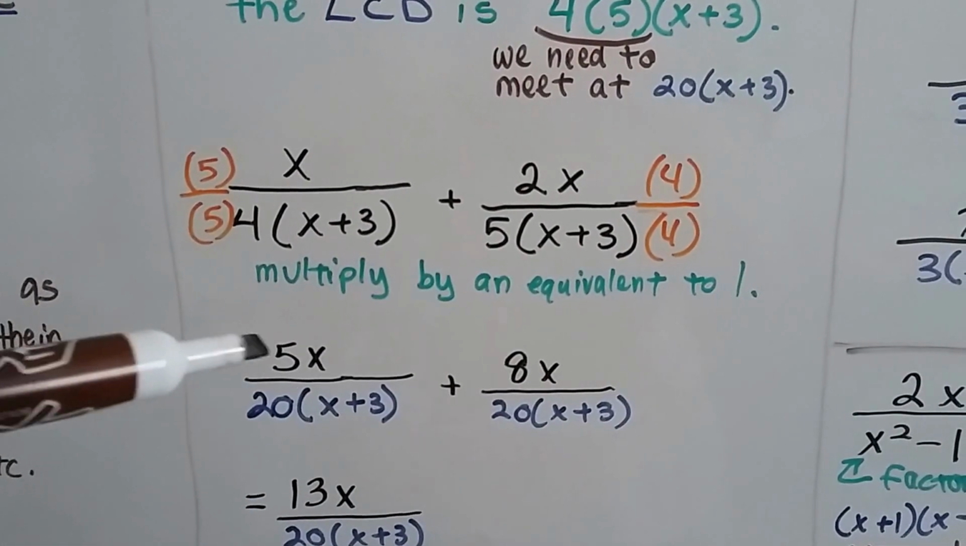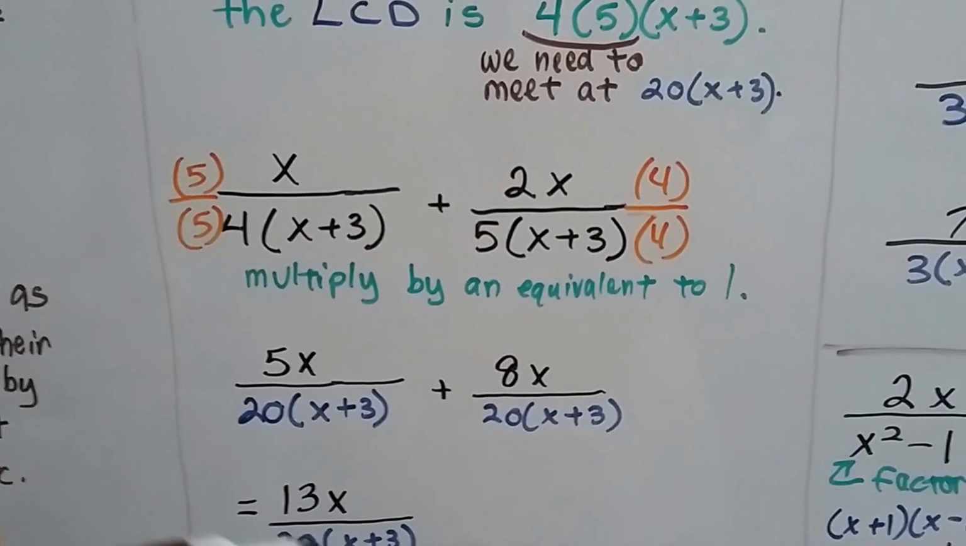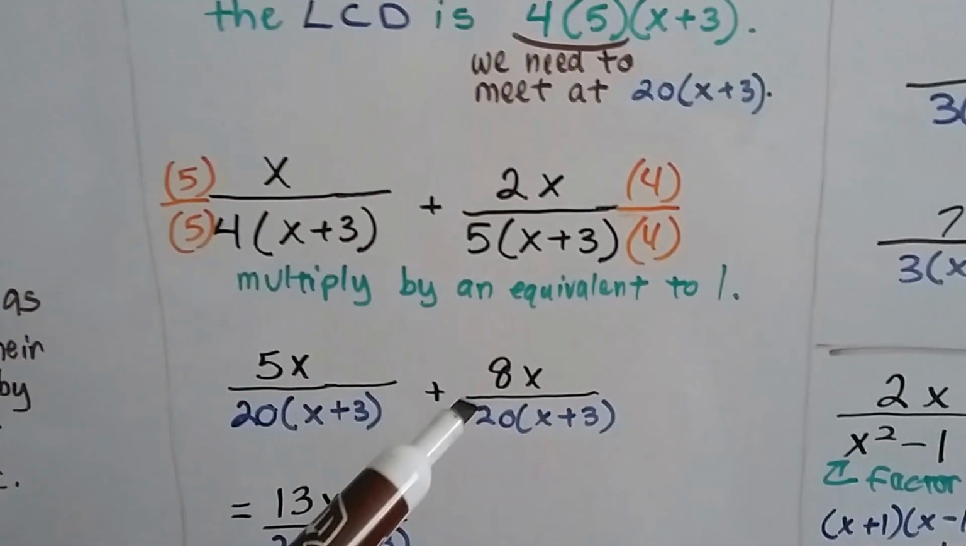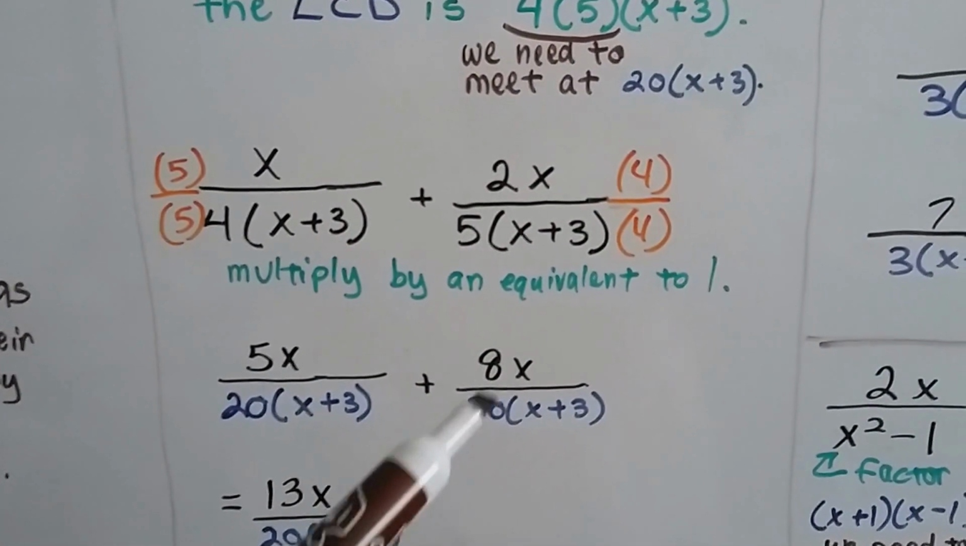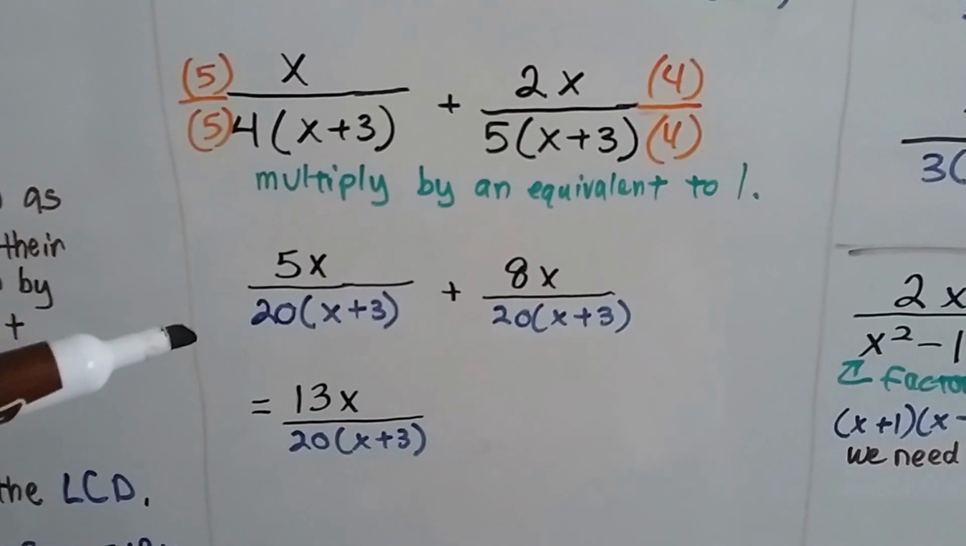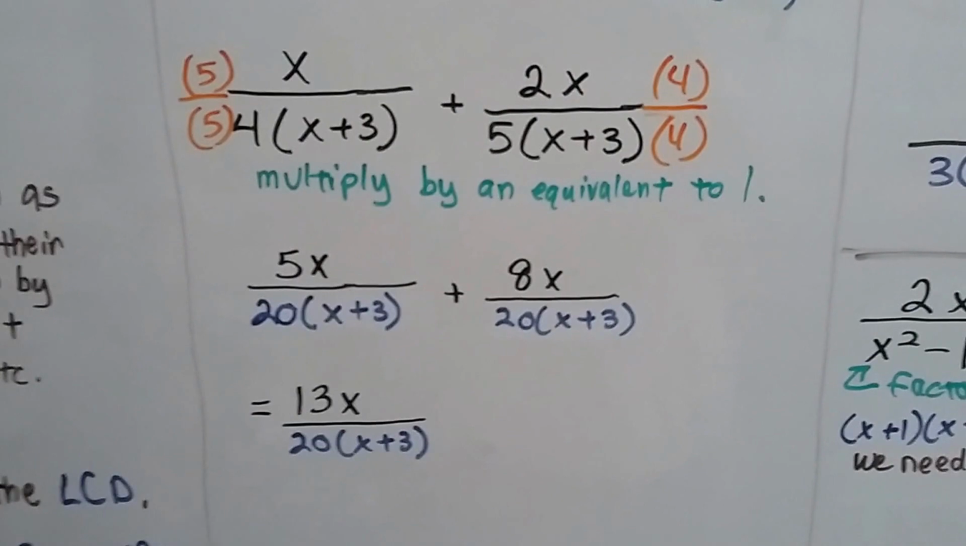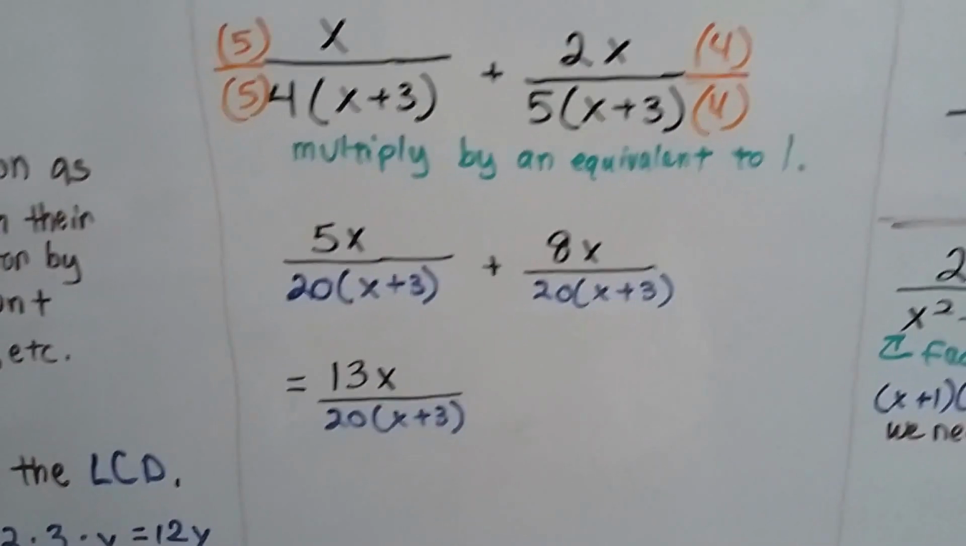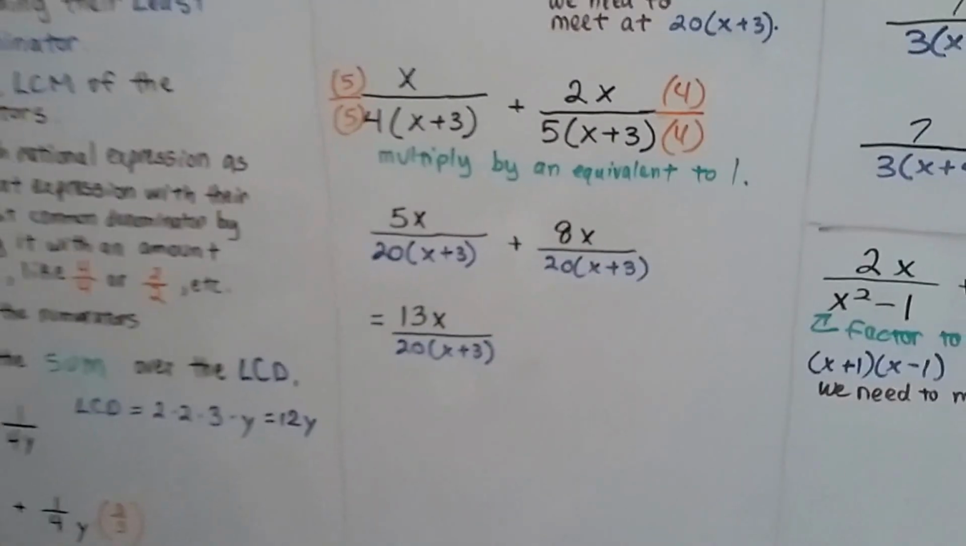So we end up getting 5x over 20 times x plus 3, and we get 8x over 20 times x plus 3. See how we did that? We just add the 5x and the 8x and get 13x, and it's over 20 times x plus 3. And it's simplified. We're done. Let's try another one, okay?